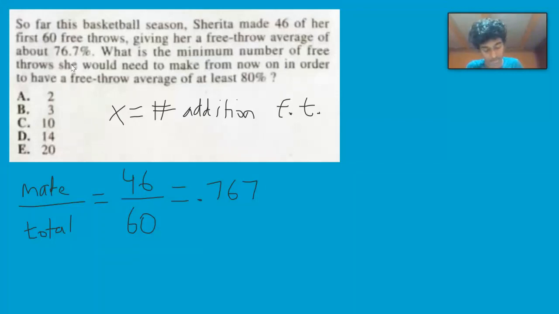So her new made will be 46, right, which she already has, plus the next x that she makes, right? She's gonna shoot x more, and she's gonna make all of them, right? And our total is going to be 60 plus x, right? Because she's gonna shoot x more, she's gonna make all of them, and we want to know the value of x such that this equals 80%. And now we just solve for x, right?